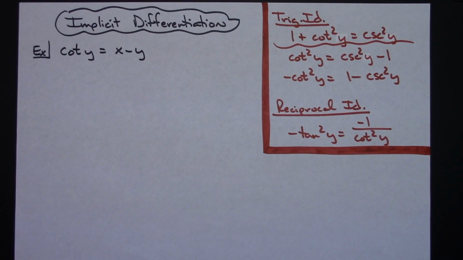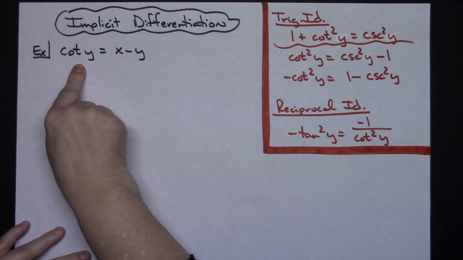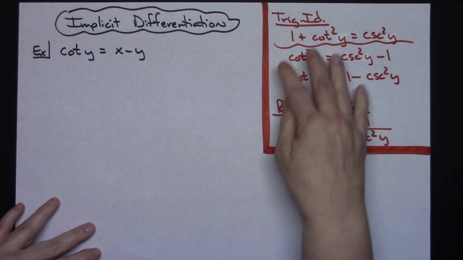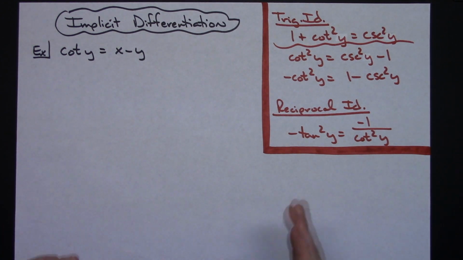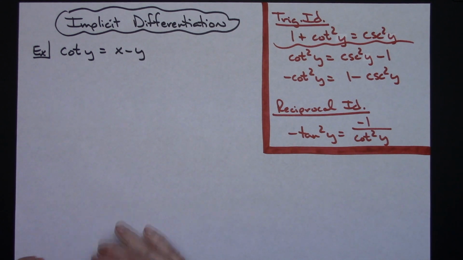In this video, I'm going to do one example of implicit differentiation. It is going to have a trig function in there, so we are going to have to refer to some trig identities and some reciprocal identities so that we can do some substitutions in order to simplify our answer down to the most simplified answer that we can get.